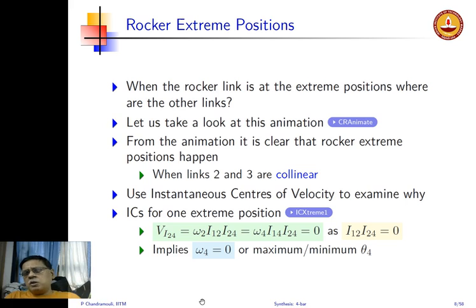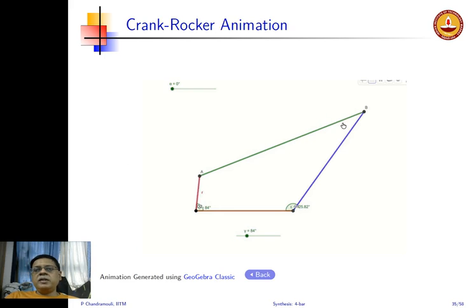So I'm going to first do this from an animation point of view so that it becomes obvious to you what I'm trying to drive at, and of course I'll prove that using the concept of instantaneous centers. All right, let's go look at an animation. This is an animation that I made using a package called GeoGebra Classic. This is an open source package. You can even run it through the internet. You don't need to install it on your computer. But I typically have it installed on my machine, and then I do all the work using this software.